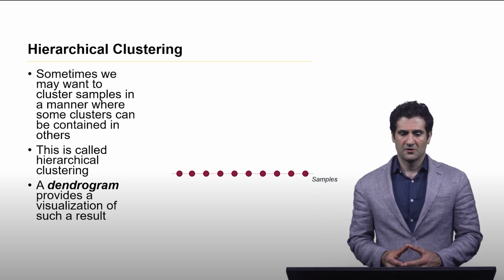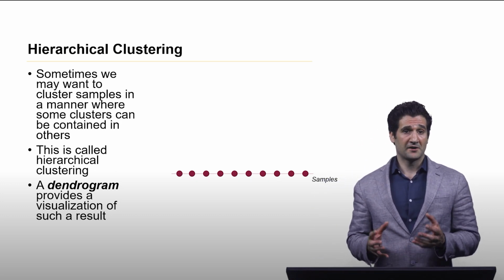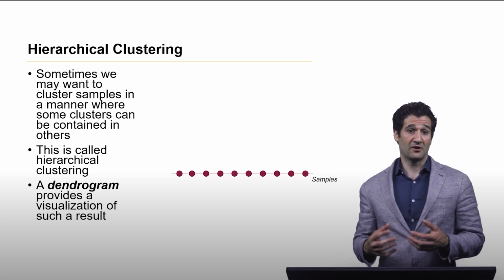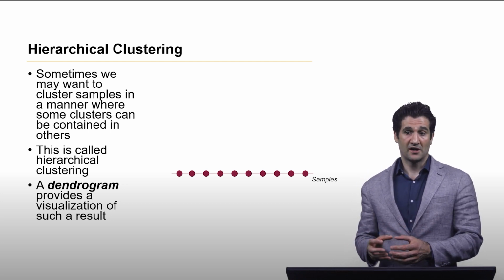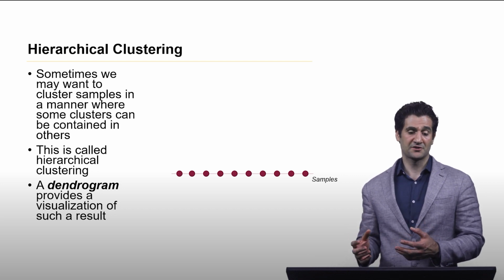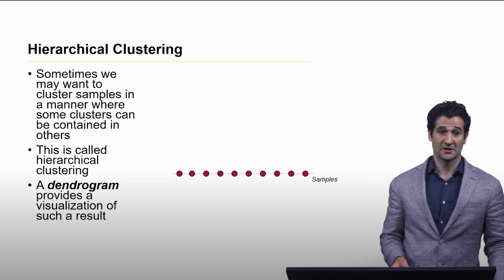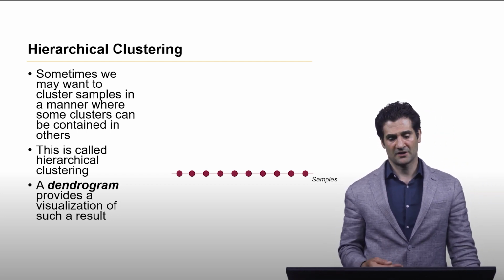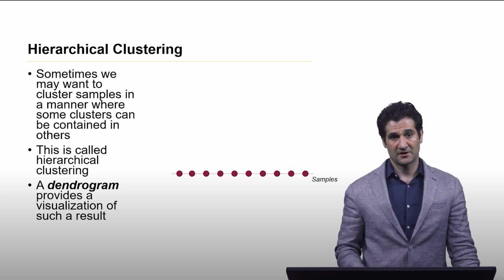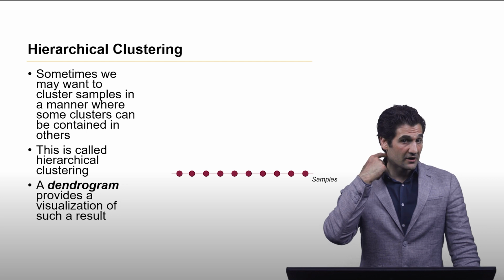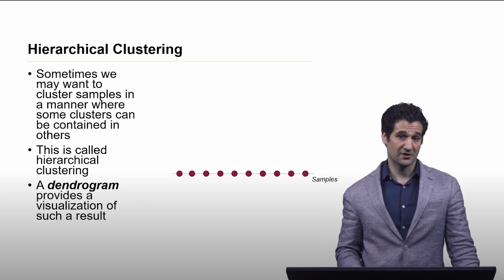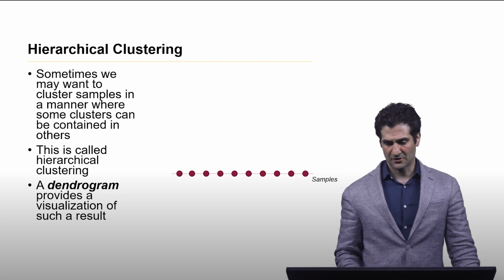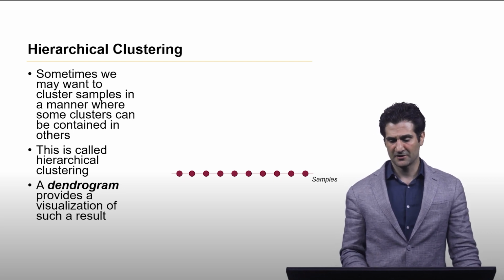Sometimes we want to find groupings in data that also allow us to have a hierarchy, and we may want clusters that can be contained within other clusters. Doing this is what's called hierarchical clustering, and a key aspect of this is what's called a dendrogram. This is a visualization that shows the result of hierarchical clustering and communicates both the clusters and their relationship to each other.